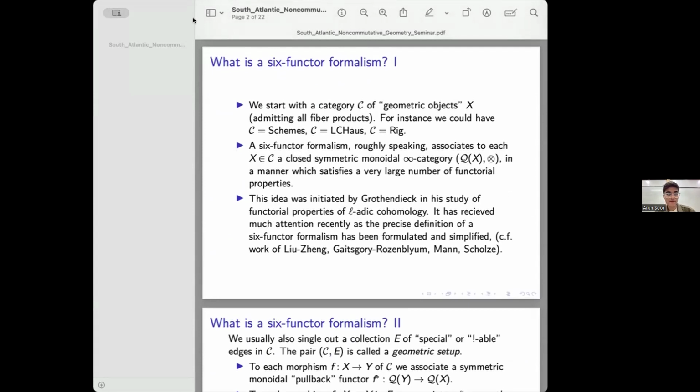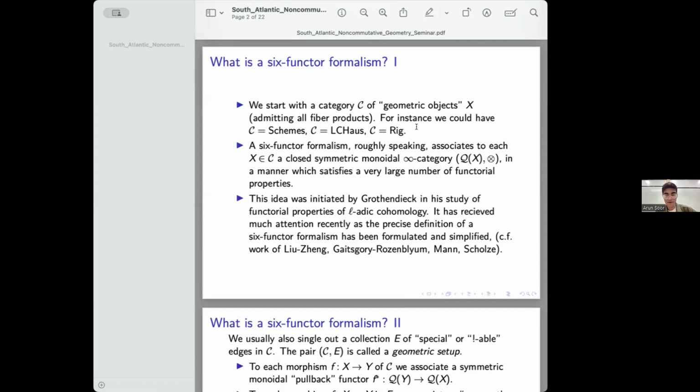So a six-functor formalism is, okay, we start off with some category of geometric objects. I call this C, and this should admit fiber products. So for instance, we could have C being schemes, or locally compact Hausdorff spaces, or in this talk, we'll focus on the case when C is rigid analytic varieties. So I'll write rig for that.